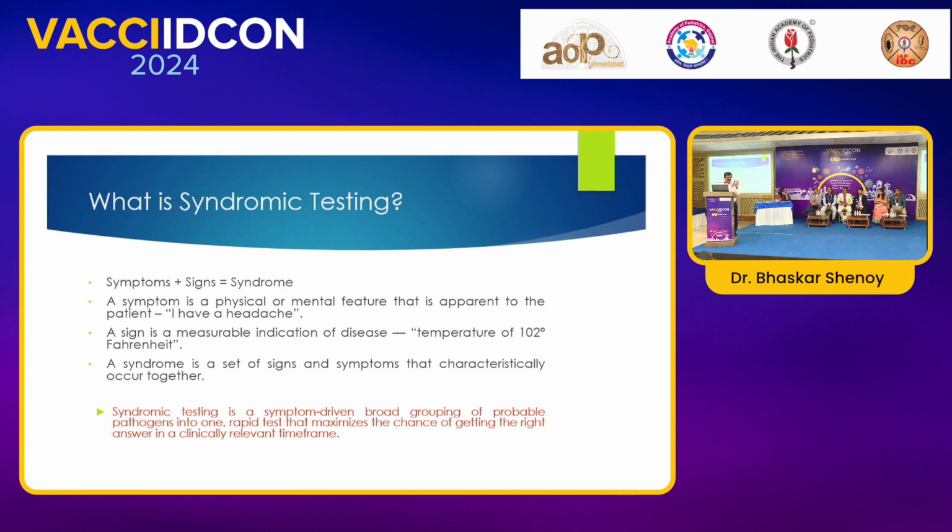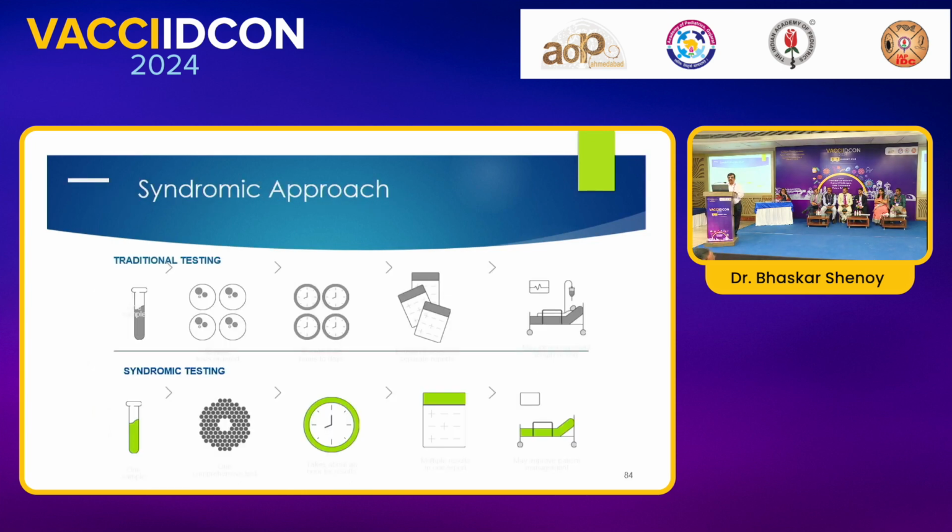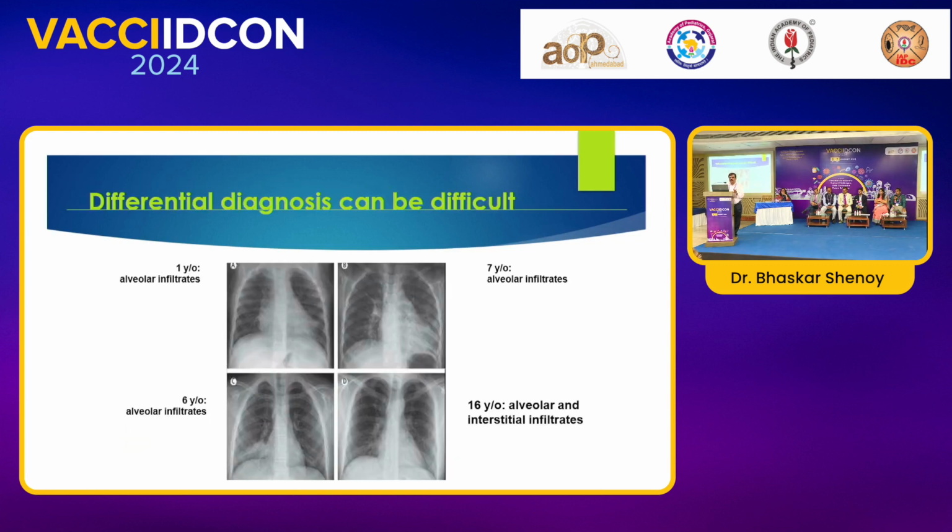Multiple symptoms can be mimicked, caused by one virus or multiple viruses, bacteria or organisms can cause a single kind of picture. So that is very difficult to diagnose microbiologically. So that time we do syndromic diagnosis. This is how the syndromic approach goes. I will give some examples of syndromic diagnosis.